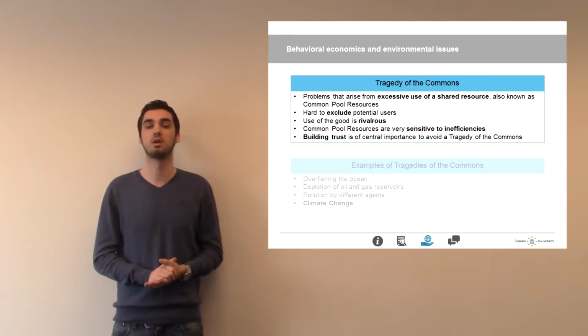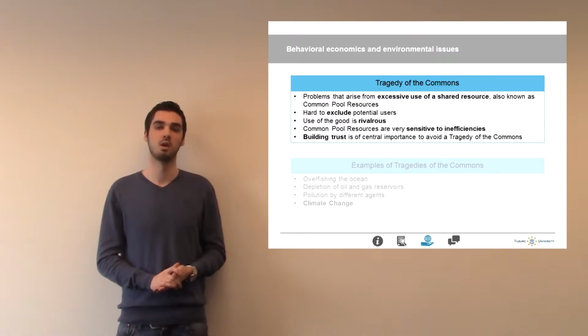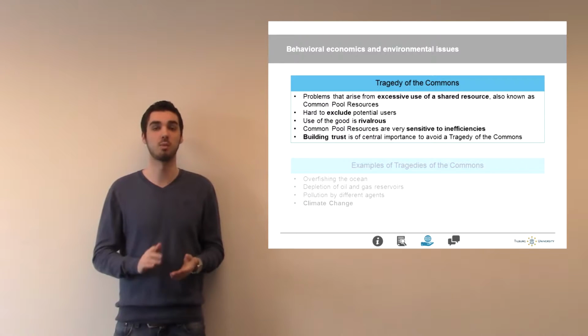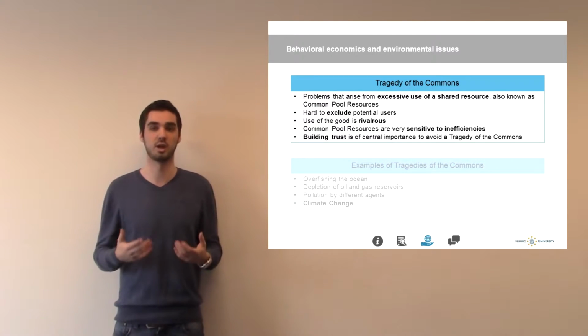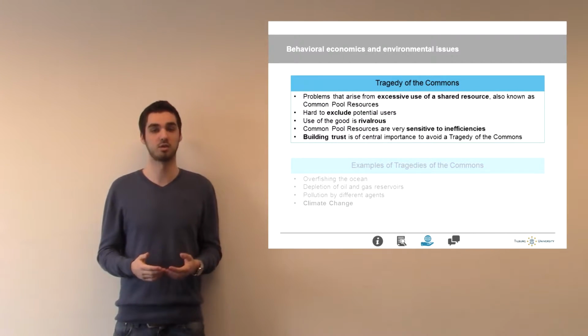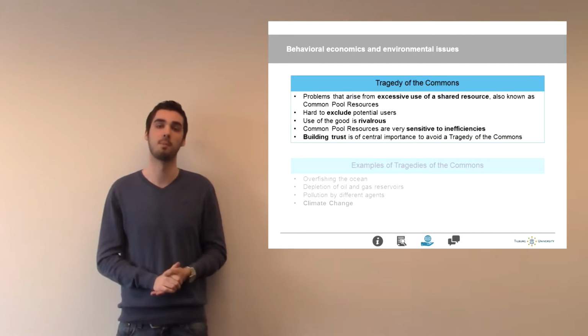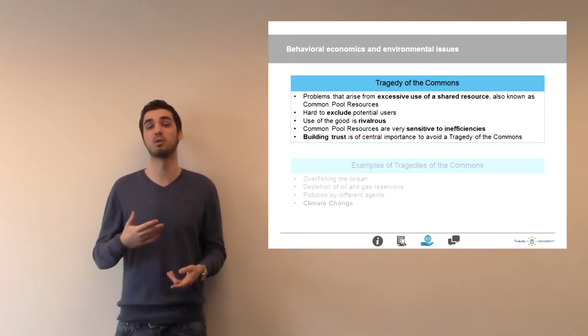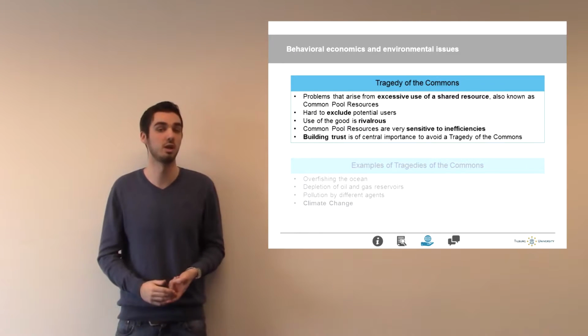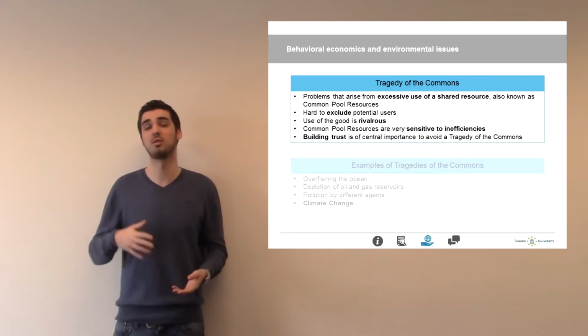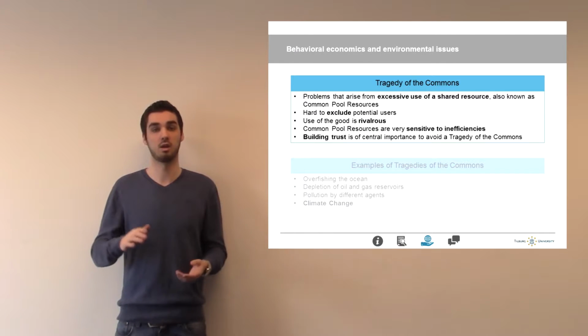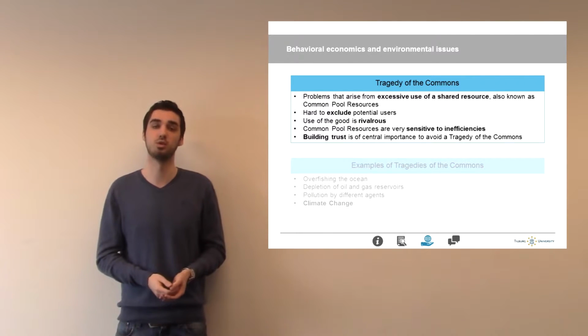And one theory we can use is the tragedy of the commons. And the tragedy of the commons stands for problems that arise from excessive use of a shared resource. For instance, consider you have a field used by two herders who can put sheep on them. The herders cannot buy a field of their own because it might be too costly, or they do not have the property rights, so they have to share it. And it's therefore hard to exclude potential users.